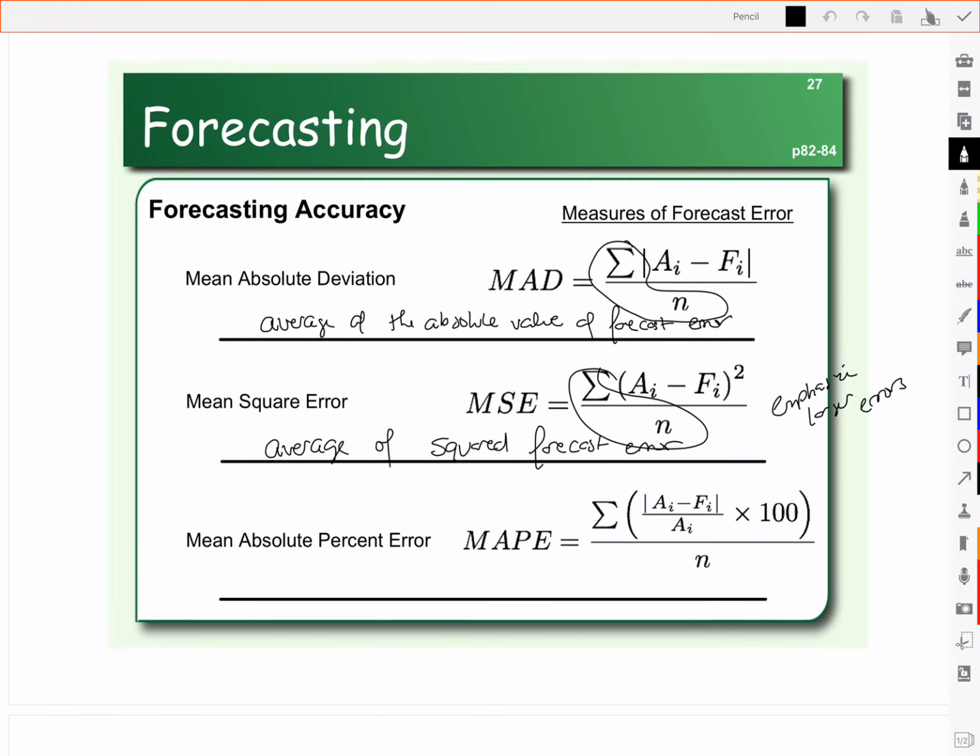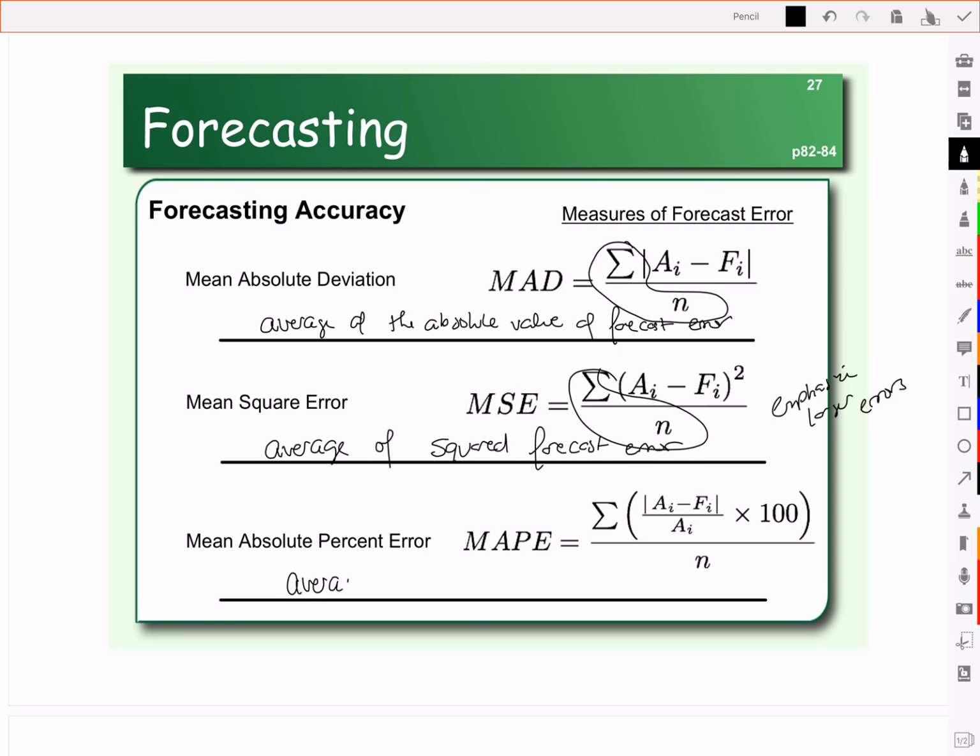The third method for forecasting accuracy is called the mean absolute percent error. So it's going to take the average absolute percent forecast error. All right, let's break it down. Here's the average in the formula. So we're going to take the average just like all the other ones. The difference here is we're going to take our error and we're going to turn our error into a percentage of the actual number. And since it's a percentage, we're going to multiply it times 100, so we're dealing with whole numbers instead of fractions.